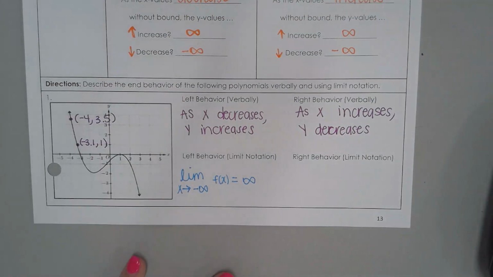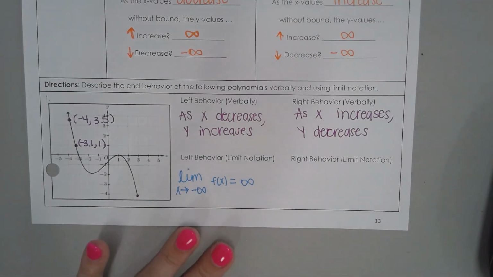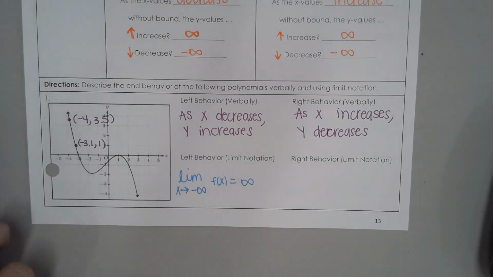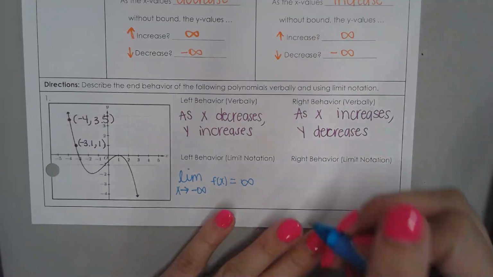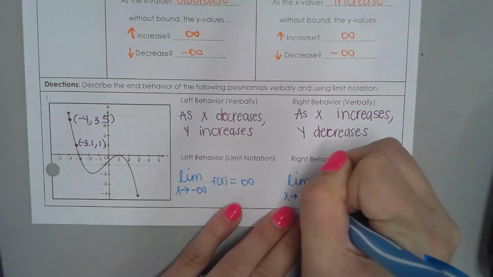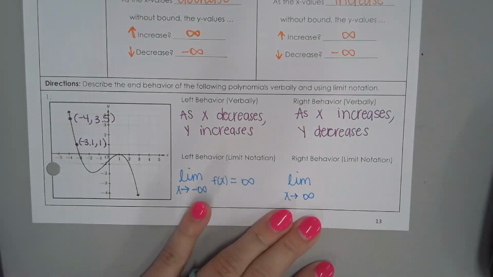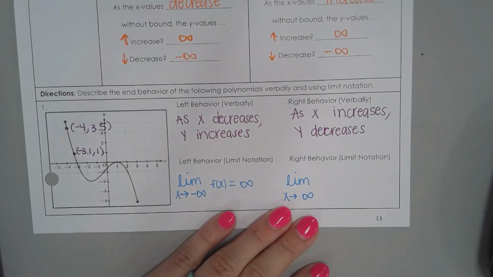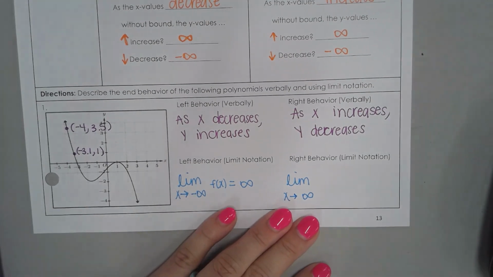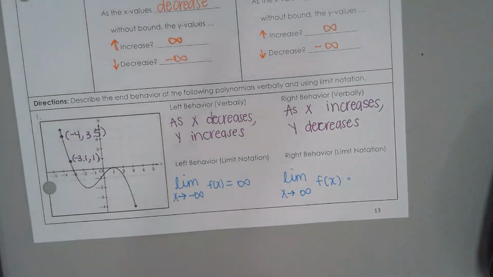As x increases, as I go to the right, my y's go down, which is decrease. So I would say the limit as x approaches infinity. As x goes to infinity, that means x is getting bigger. And then we put f of x there because we're talking about that graph, which I'm calling f of x.